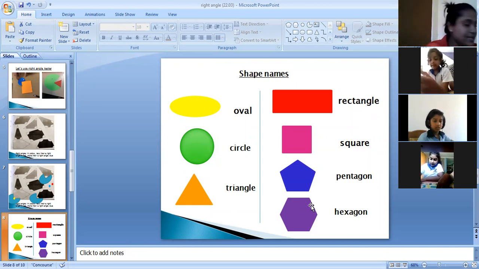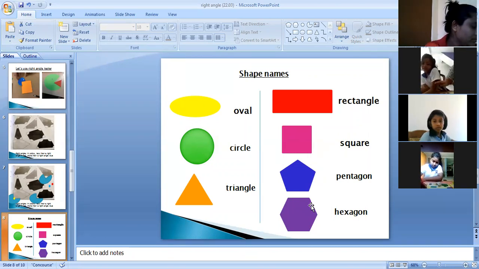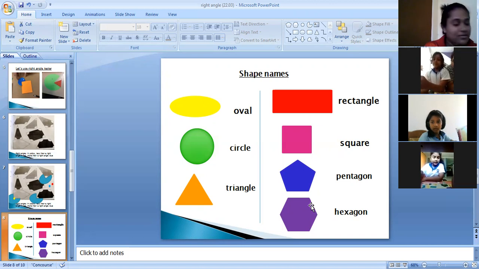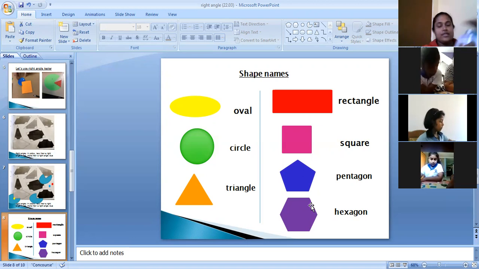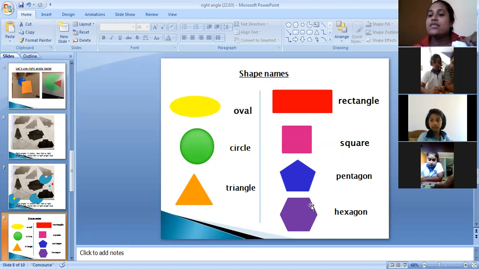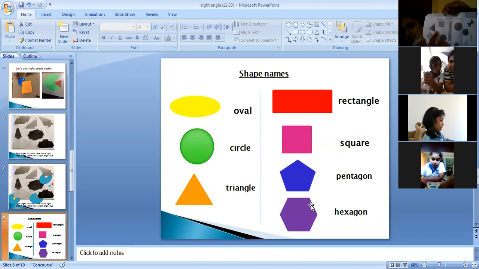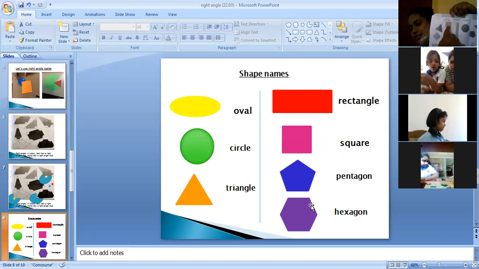How many squares? How many? 2? 1? No, 1. This one is not a square. Only 1 square. Here, this is not a square. Only this we can take as a square.